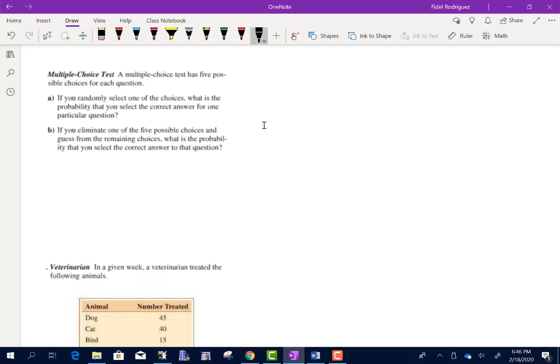Let's take a look at the next question. A multiple choice test has 5 possible choices for each question. If you randomly select one of the choices, what's the probability that you select the correct answer for one particular question? Okay, so we're going to have 5 choices. So look, let's go like this. 1, 2, 3, 4, and let's say that's the correct one, 5. Okay. So what's the probability that we're going to get the correct answer? Out of the 5 choices, only one of them is correct, right?